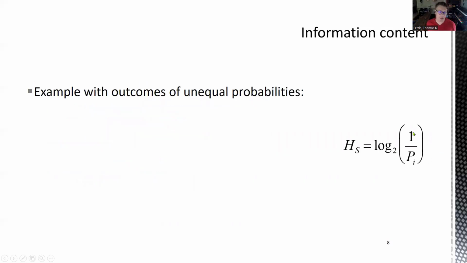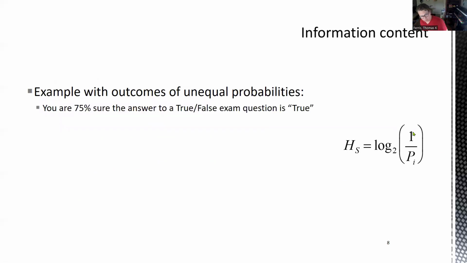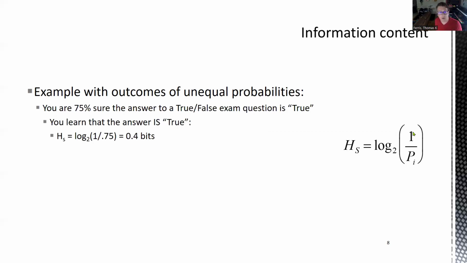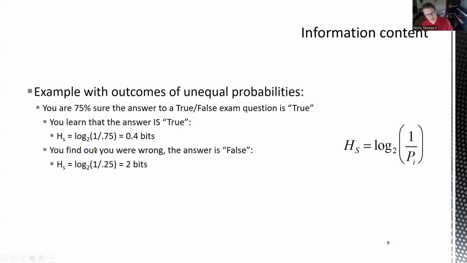All right, so if I have unequal probabilities, it makes a little more sense to use this equation. So I'm pretty sure, Ferris, the answer to this one is true. I'm going to guess true. I'd say I'm 75% on that. Okay, well, then you find out, oh, it is true. Okay, well, I didn't gain that much information because I already had a pretty good inkling that it was true. So I'm not surprised. I also haven't learned that much more. 0.4 bits. Okay, well, what if I find out, oh no, I was wrong, the answer is false?